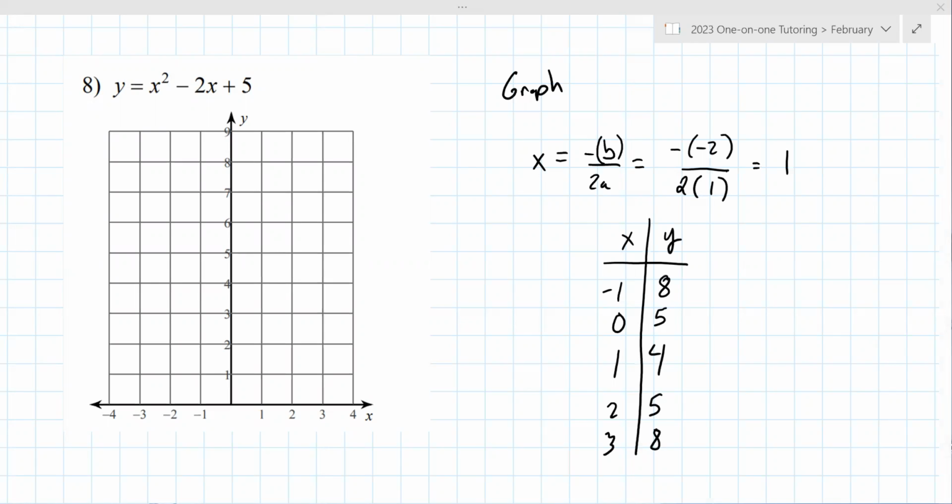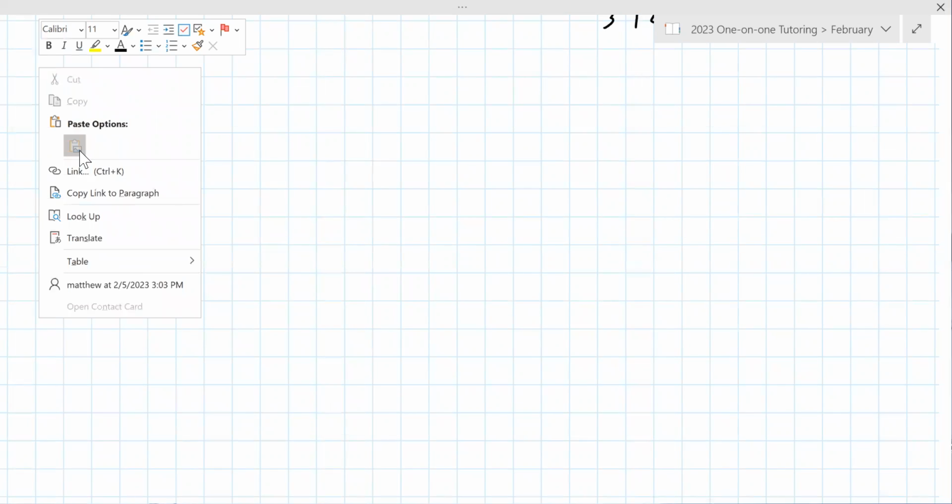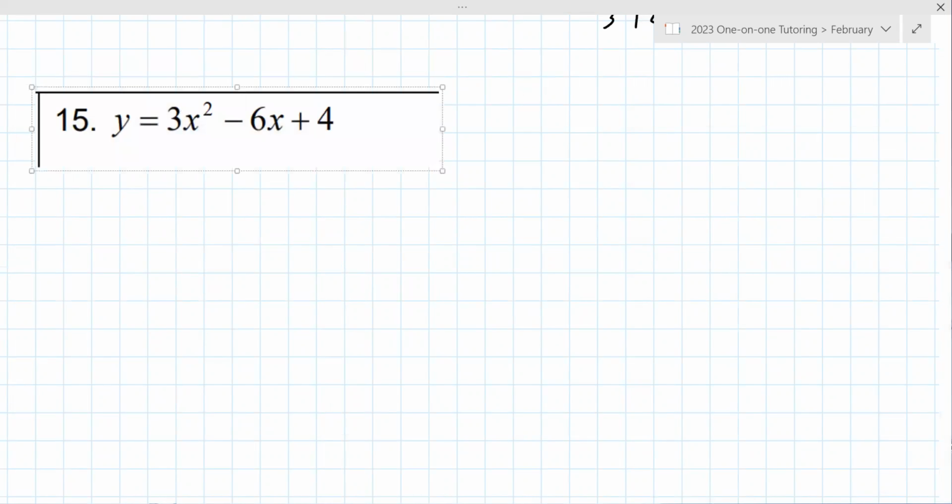All right. Let's have you do one more of these. I just want you to find the vertex of this one. Okay. Let me get it snipped in here. Why don't you find the vertex for that, please, for me?